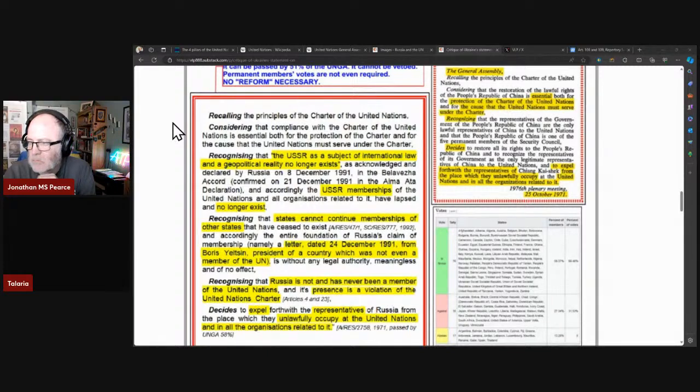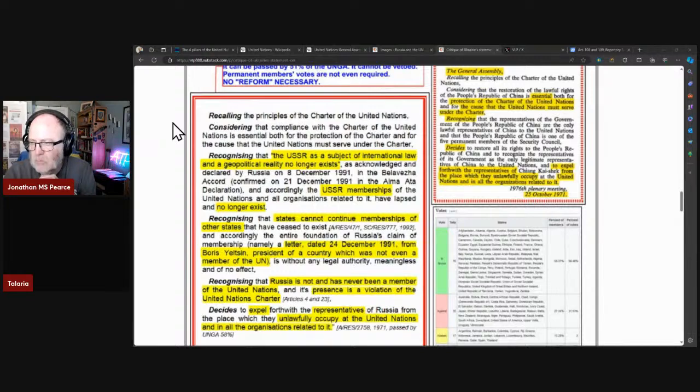Now, apart from just leaving aside the fact that it's just a joke, Russia's claim to inheriting anything from the USSR, this was actually tested and was the subject of a decision in the United Nations. The decision was states cannot continue memberships of other states that have ceased to exist. And this was decided, ironically, the year after Russia started illegally sitting in the United Nations.